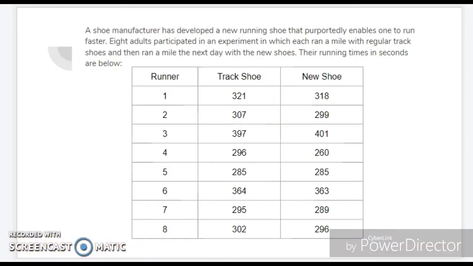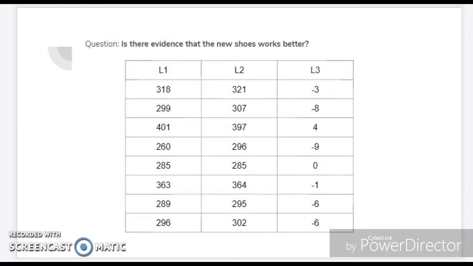A shoe manufacturer has developed a new running shoe that purportedly enables one to run faster. 8 adults participated in an experiment in which each ran a mile with regular track shoes and then ran a mile the next day with the new shoes. The running times in seconds are below. The question is: is there evidence that the new shoes work better?